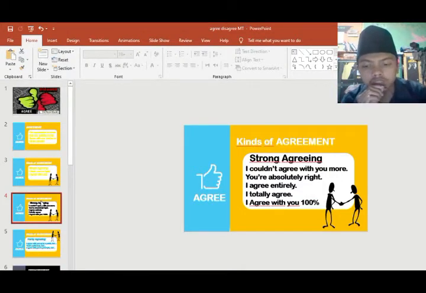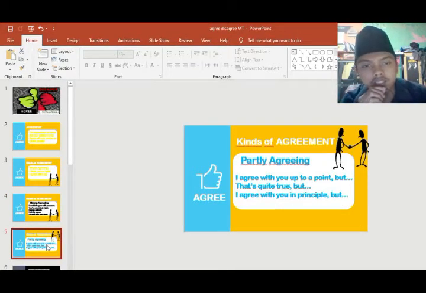Next, that is strong agreeing. It can be used when we really agree with someone's opinion. For example, I say Fadila is beautiful, and I really agree with that. I could say "I totally agree that Fadila is really beautiful." That's strong agreeing. Another expression we can say is "I agree entirely," and "I agree with you 100%." That's strong agreeing.